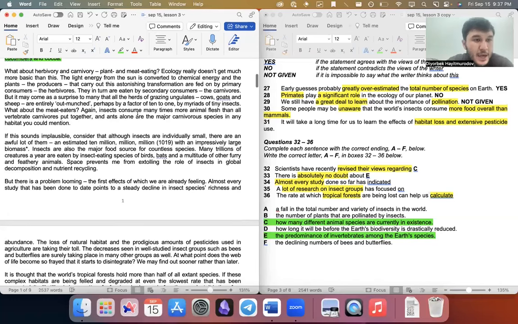So what about herbivory and carnivory, plant and meat eating? Well, ecology really doesn't get much more basic than this. The light energy from the sun is converted to chemical energy. So imagine sunlight, sun ray, and it's turned into chemical energy. The plants, the producers, carry out the astonishing transformation, fed on by primary consumers, herbivores. They are in turn eaten by the secondary consumers, the carnivores. All right.